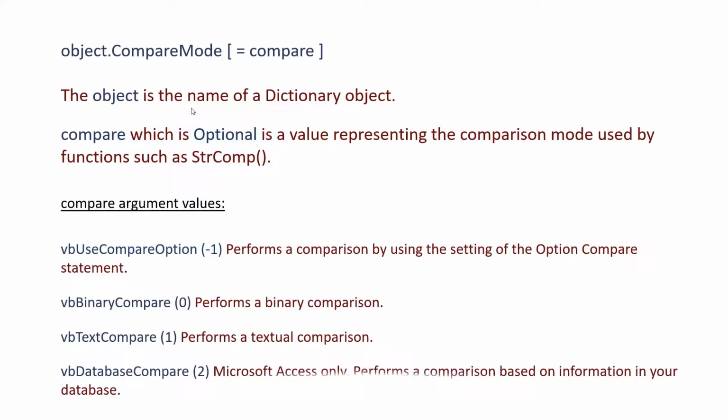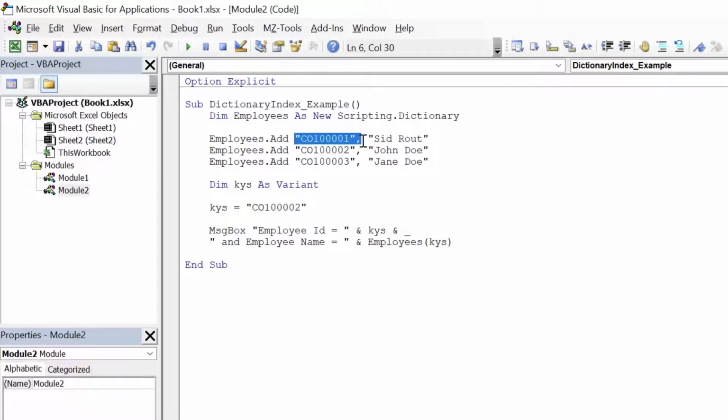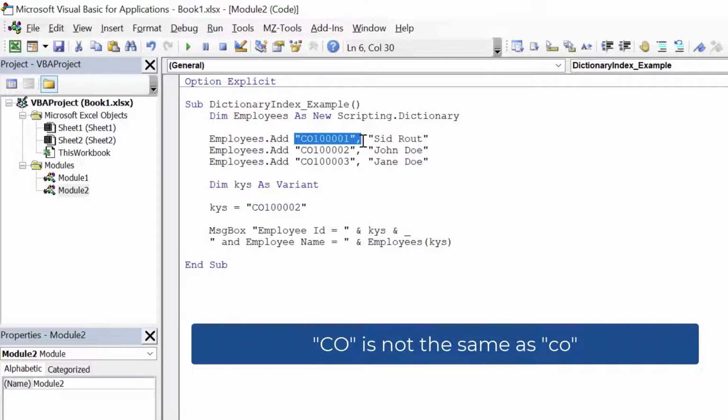The next value the compare argument can have is VB database compare. The value of this is 2. This is for Microsoft Access only. This performs a comparison based on information in your database. We will not cover this here. By default, the compare mode is VB binary compare, which means capitalized or uppercase CO is different than lowercase co.